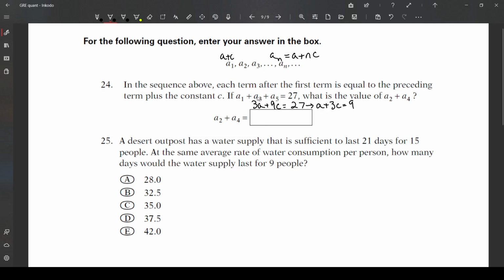Now, what that means is that a1 plus a5 is 18, which means that 2a plus, no, that won't do. No, but a2, this is 2a plus 6c, which is twice of this, so this is 18.